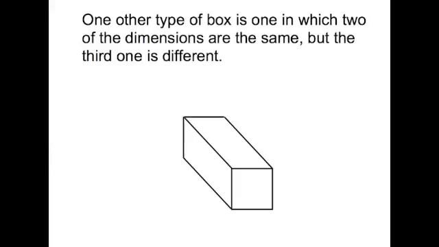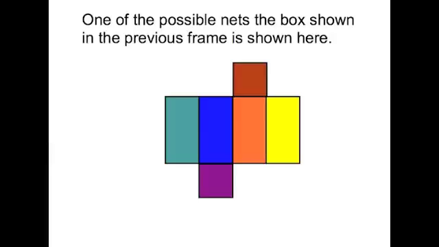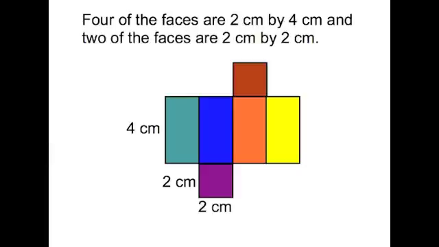One other type of box is one in which 2 of the dimensions are the same, but the third one is different, shown here. A possible net for such a box is shown here. And here are the dimensions. We chose 2 centimeters by 2 centimeters, making the top and the bottom each squares, 2 by 2. And our third dimension was 4, so the height of the box is 4. So 4 of the rectangles are 2 by 4, and 2 of the rectangles are 2 by 2.